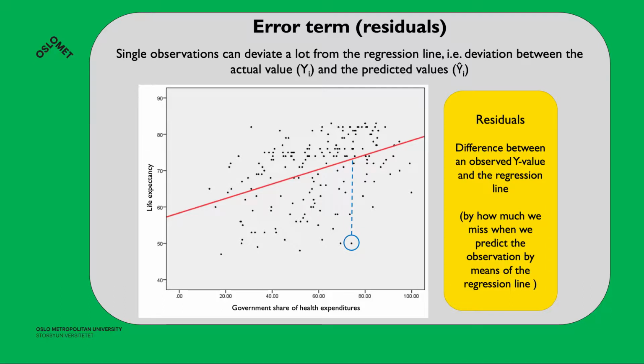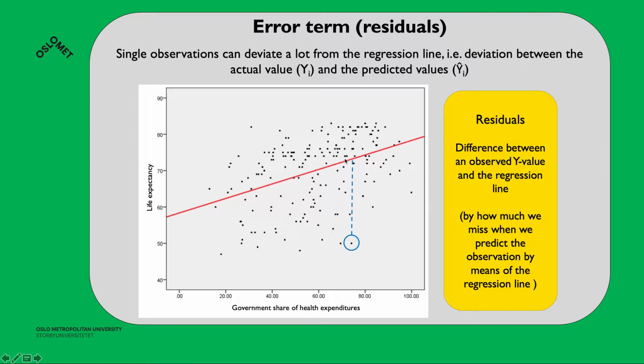That says by how much we miss when we predict the observation by means of the regression line. So for this unit, the value on the dependent variable is actually somewhere below 50, but when we use the regression line, we predict it to be somewhere above 70 years. So we miss quite a lot when using the regression line for prediction.